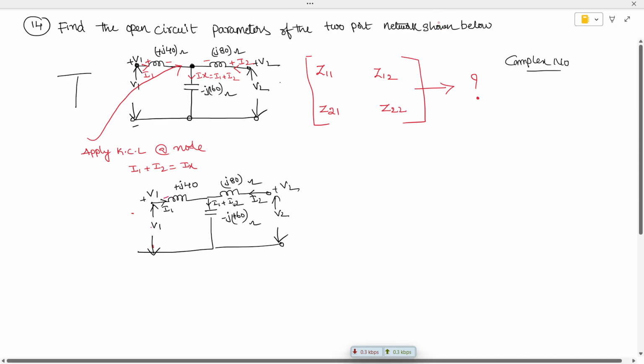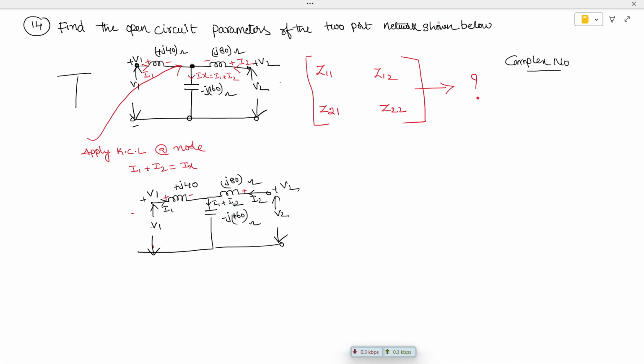Whenever the current is entering, this is the positive terminal, and this is the negative terminal. So this will act as a positive terminal and a negative terminal. In AC, polarities will not be there, so just write down the KVL, and there you can understand better. Now let's try to write down the KVL equations.